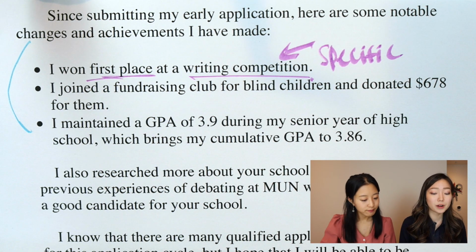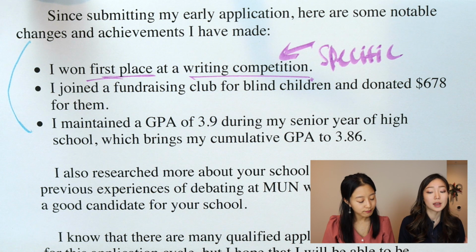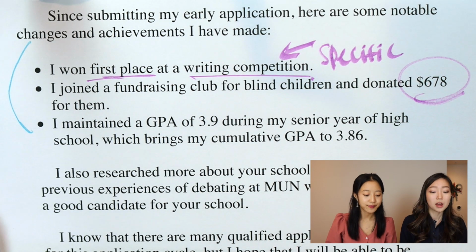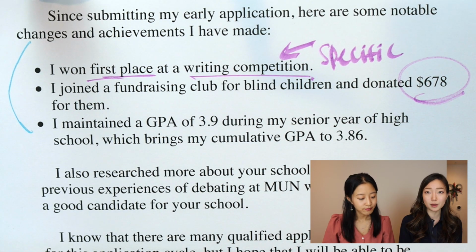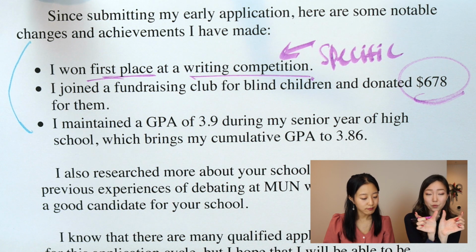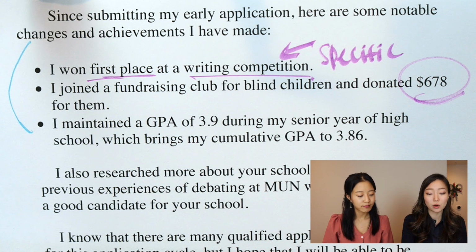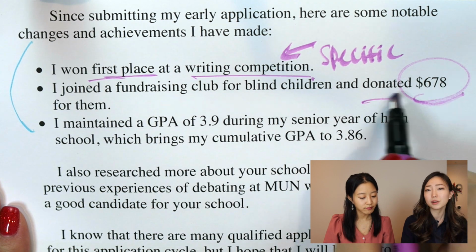Second one, I joined a fundraising club for blind children and donated $687 for them. Well, right off the bat, I like that you put a dollar amount. But the most important thing in a resume format or something like this is that you put your bullet points in a cause and effect form. This means I raised this much and then I did this with that money. So just saying I donated it doesn't really say a whole lot.